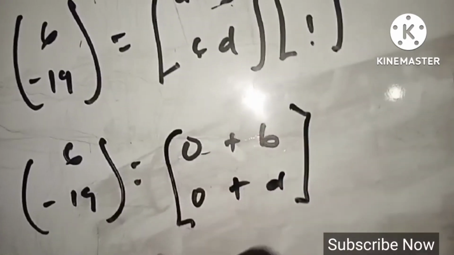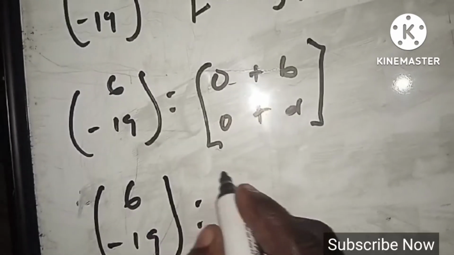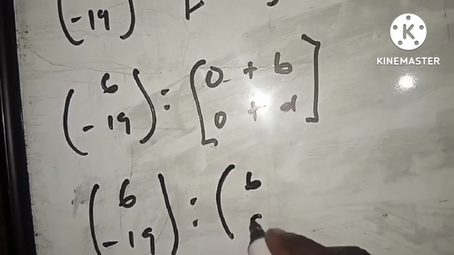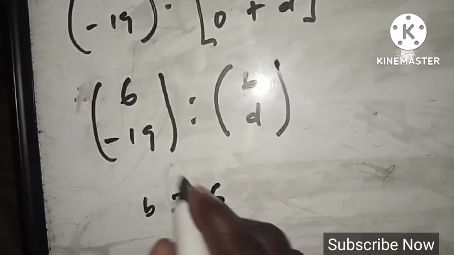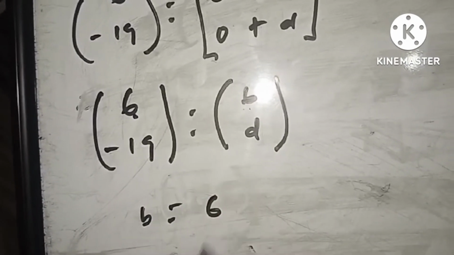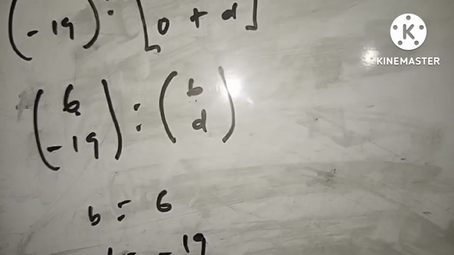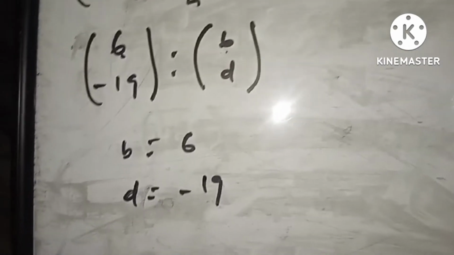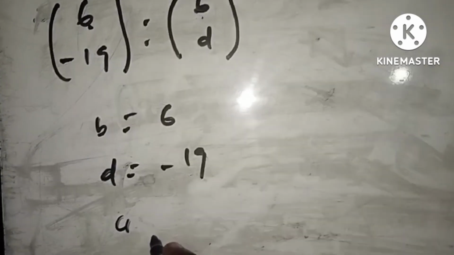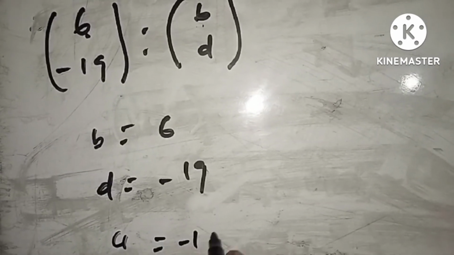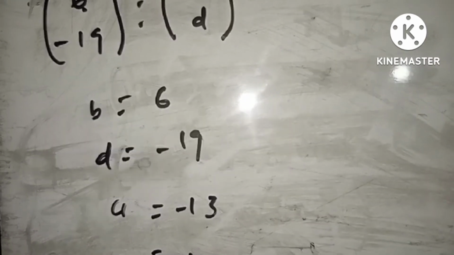Is that okay? Okay, then here we are going to have 6 negative 19, which is equal to this plus that, which should be B, and then D. This means that we have our B to be equal to 6, right? So this guy is equal to this, and then D is also equal to negative 19. Now, if you combine the two together, we are going to have the matrix. So initially we had our A to be equal to negative 13, and then C should also be equal to 4.